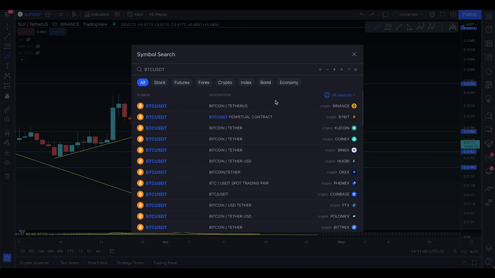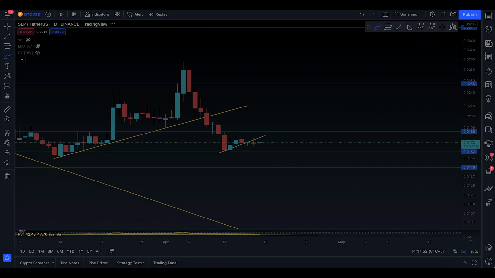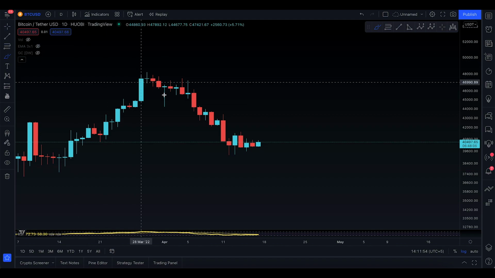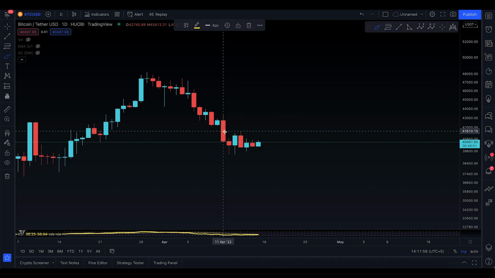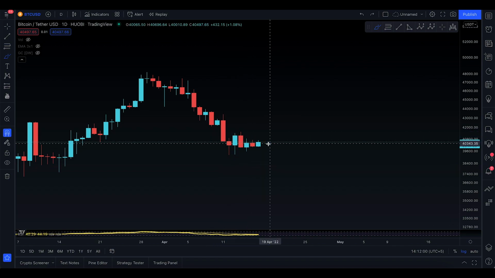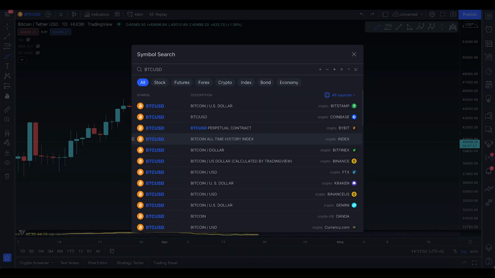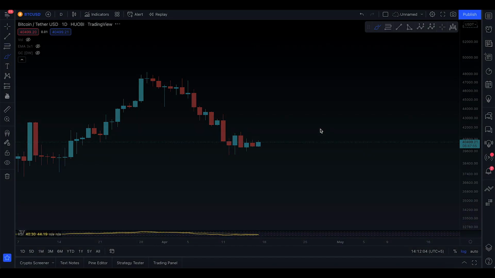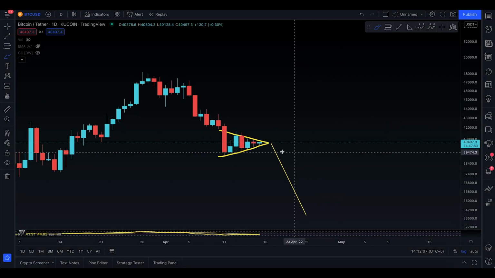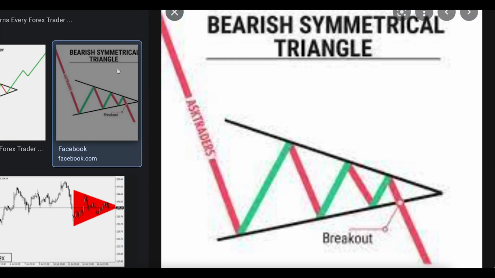Now I just want to show you Bitcoin very quickly, and they actually coincide with Bitcoin, and I have spoken about the Bitcoin bearish pattern. So here we are with the Bitcoin. So what Bitcoin is doing is it's making a bearish pattern right here. Let me open it up in Qcoin. Yeah, so here we are, and this is known as a bearish symmetrical triangle, and I've already talked about the bearish symmetrical triangle.